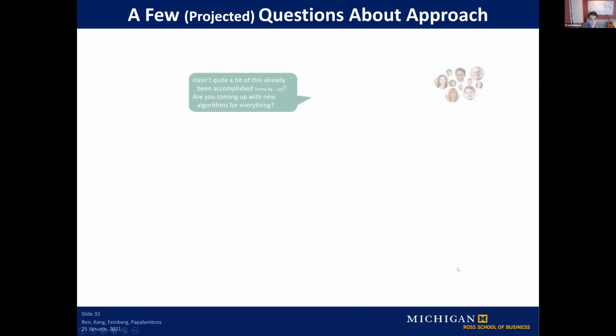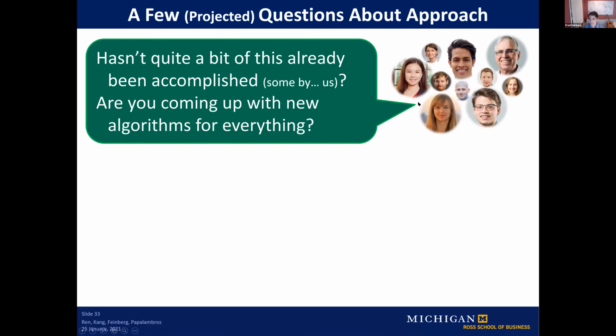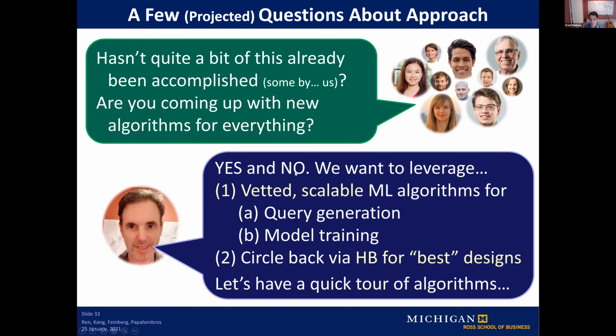So hasn't quite a bit of this been accomplished already, like by some of us? Are you coming up with new algorithms for everything? So the first question, absolutely. And to the second question, no. We want to leverage vetted, scalable machine learning algorithms for query generation and model training, and then circle back with HB for the best design.